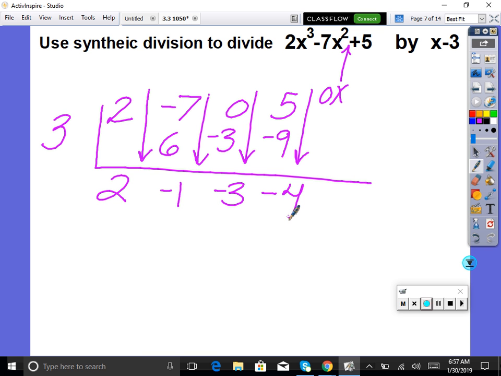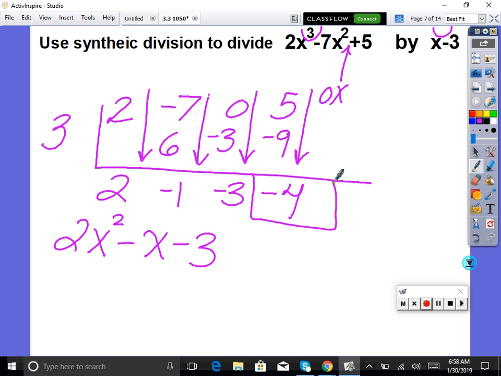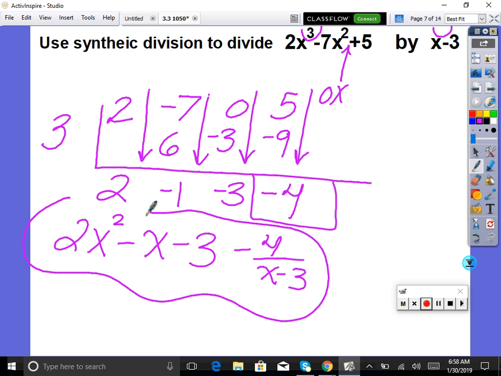Now we took degree 3, we divided by degree 1, so where are we going to be at? Degree 2. So this is 2x squared minus 1x minus 3, and our remainder must be -4. That last thing is always the remainder. So we'd say -4 when we divided by x minus 3. So now we know for a fact x minus 3 is not a linear factor of this cubic, therefore 3 is not a solution. Just for future reference.